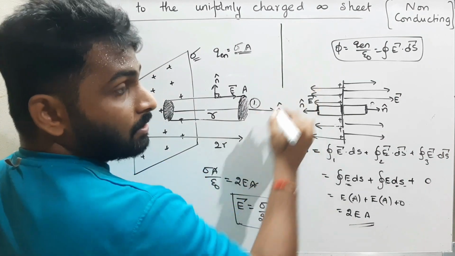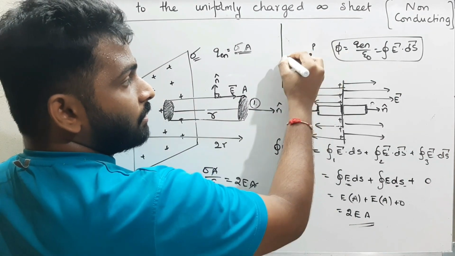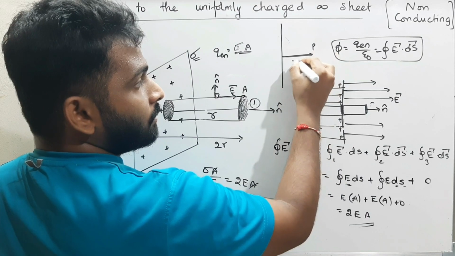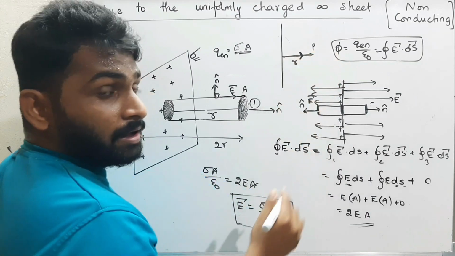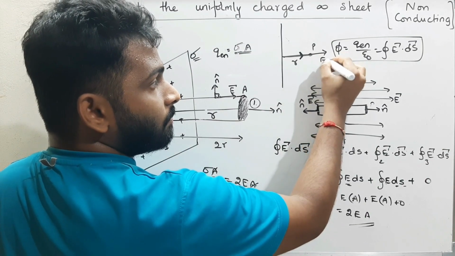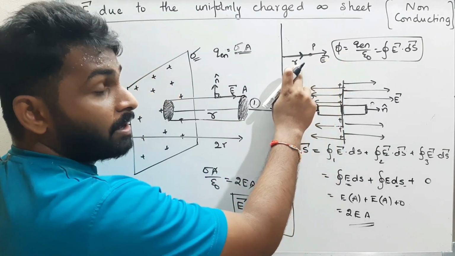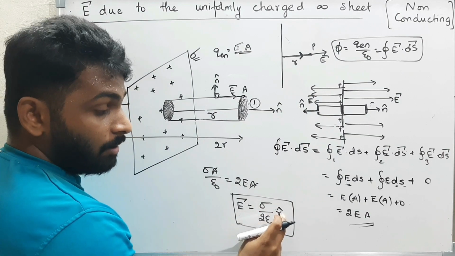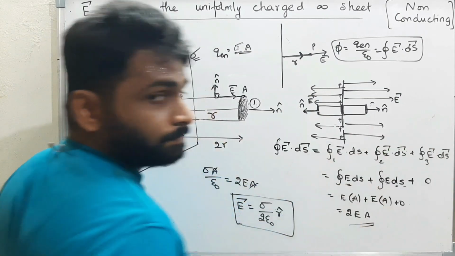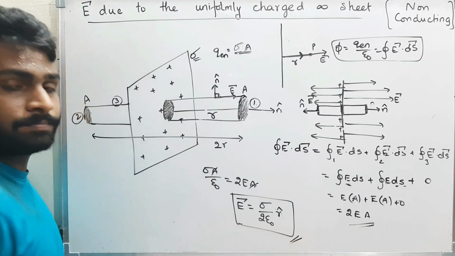What is R cap? This is a sheet and this is a point P and this is R bar. R bar is always from the sheet to the point, therefore this is R bar. And the electric field direction will be in this direction. Therefore, the electric field direction and R bar direction both are the same. Therefore, the electric field is sigma by 2 epsilon naught R cap. R cap is the unit vector along R bar. I think this is clear.